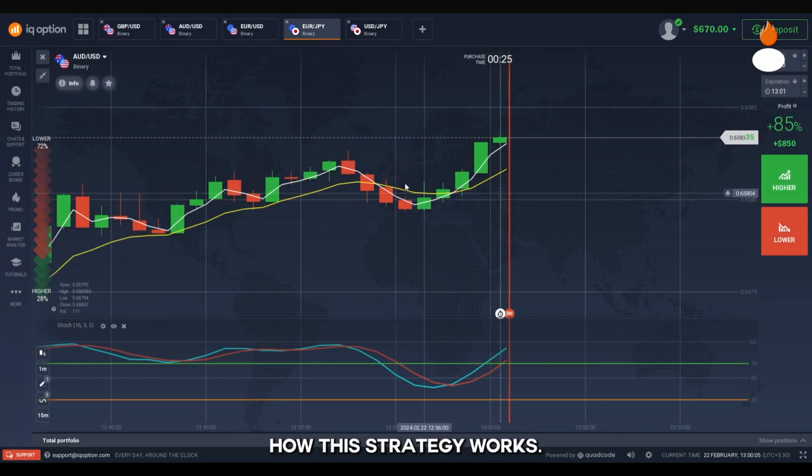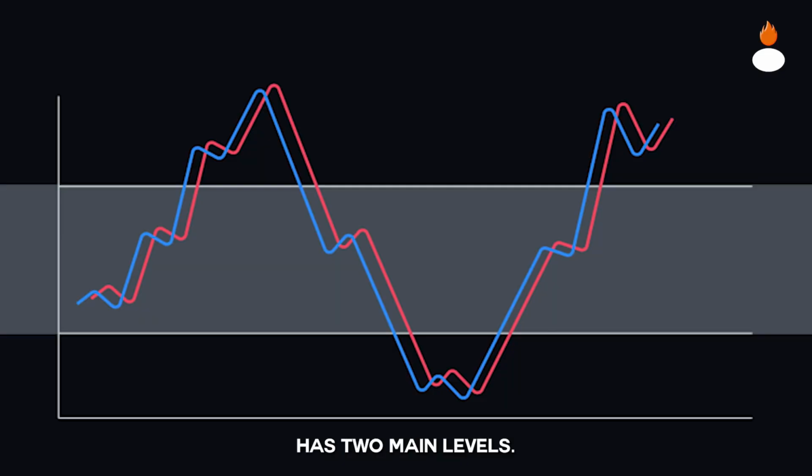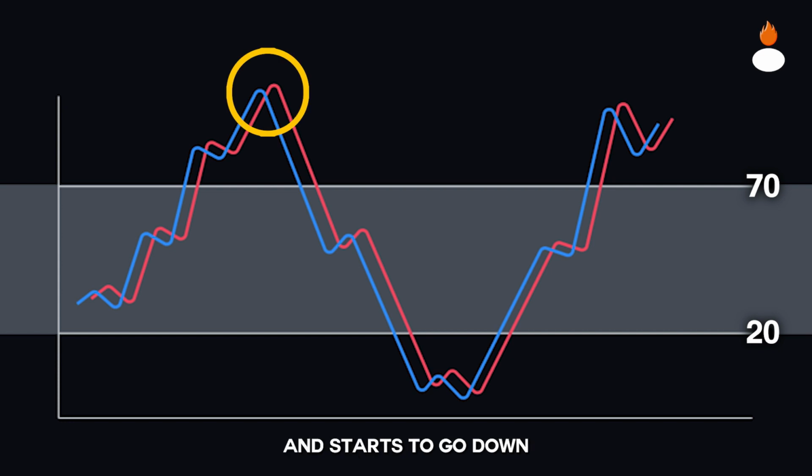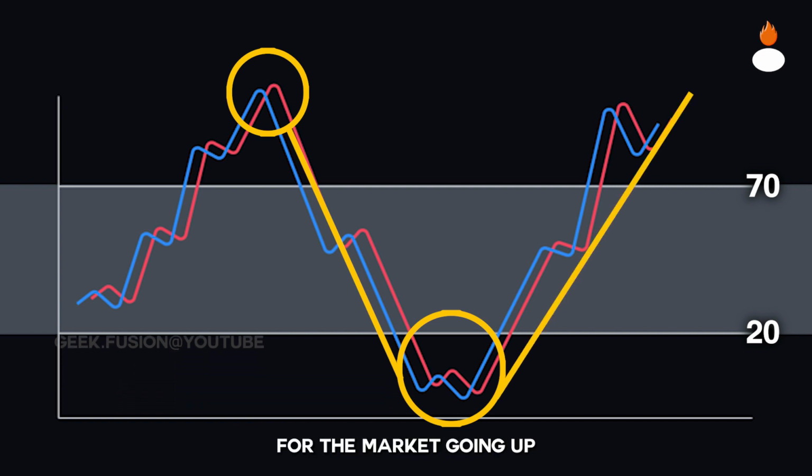Now, let me explain how this strategy works. The stochastic oscillator has two main levels. The upper level is 70 and the lower level is 20. The market always moves between those two levels. When the blue line crosses the red line and starts to go downside below the red line, it's a signal for the market going down. Also, when the blue line crosses the red line and starts to go upside above the red line, it's a signal for the market going up.